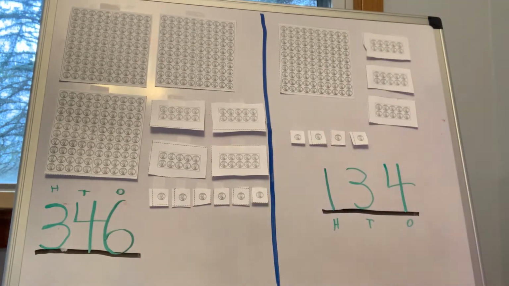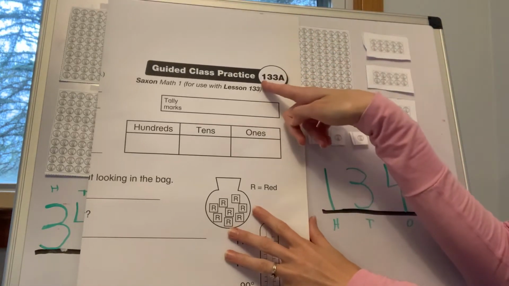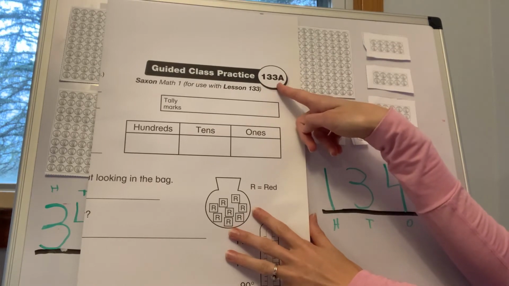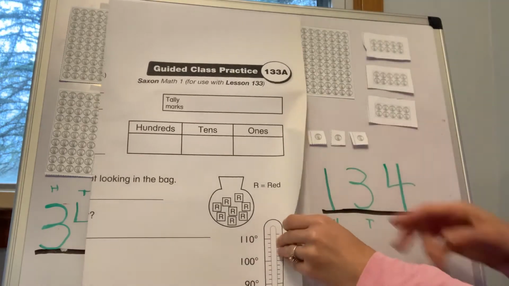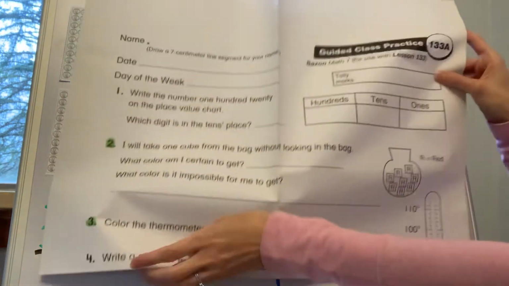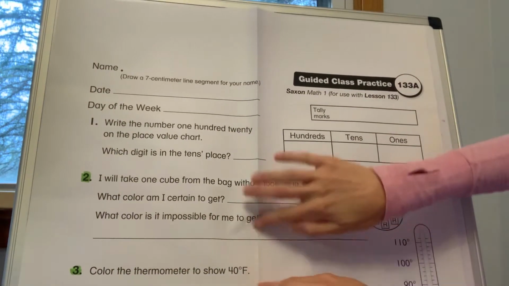What I want you to do is I want you to open up to lesson 133. 1 hundred, 3 tens, and 3 ones. Look at that. All right, I want you to open up to 133.